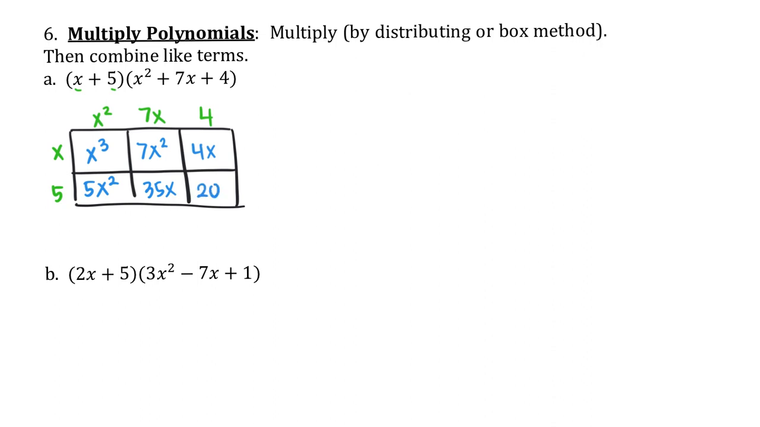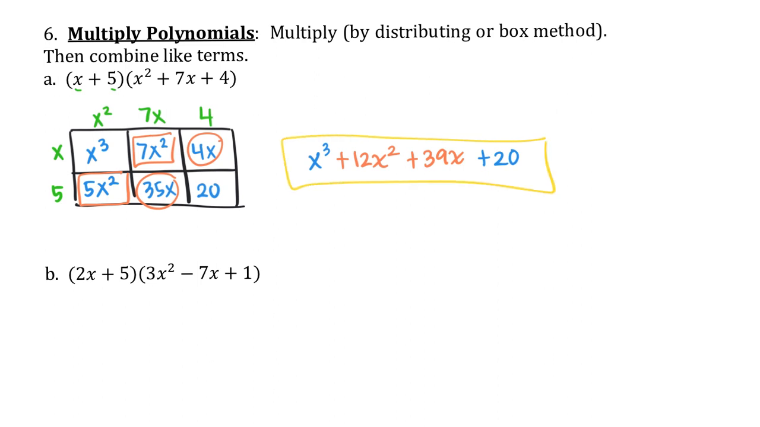And then let's write our answer. x to the third, great. 7x squared, 5x squared means I have 12x squareds. Okay, what do I have? I have 4x plus 35x. I have 39 x's. And I still have a positive 20. Okay, now if you do the box method, the nice thing is the like terms kind of come along the diagonals, which helps you catch your mistakes.